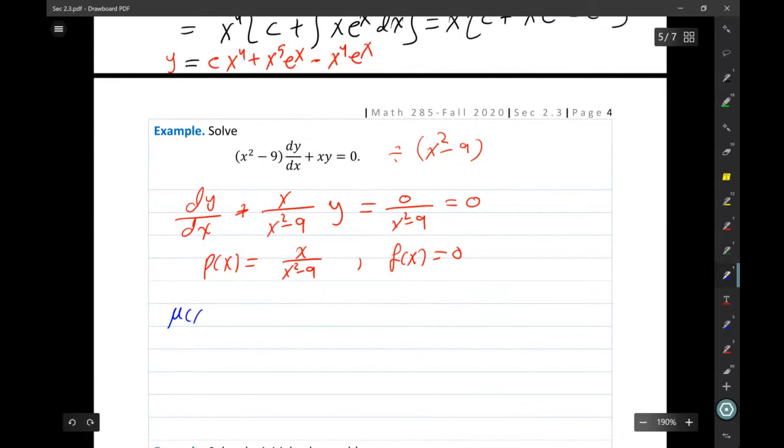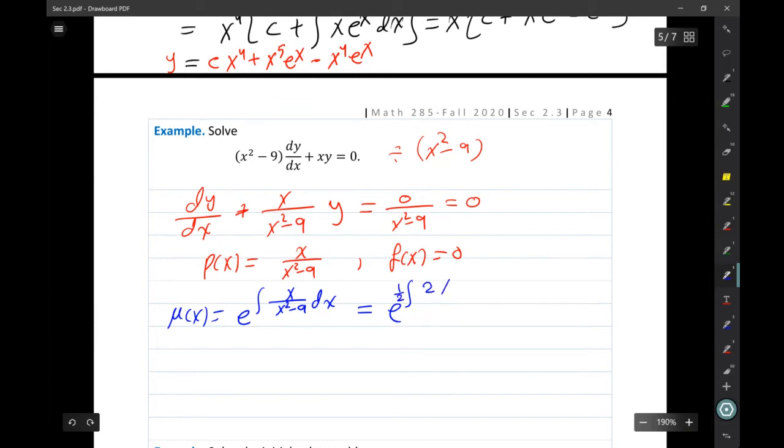Now find mu of x. Mu of x is equal to e to the power integral of x over x square minus 9 dx. Okay, who can complete this for me? How can we integrate this one? What's the derivative of the denominator x square minus 9? What's the derivative of x square minus 9? It is 2x.